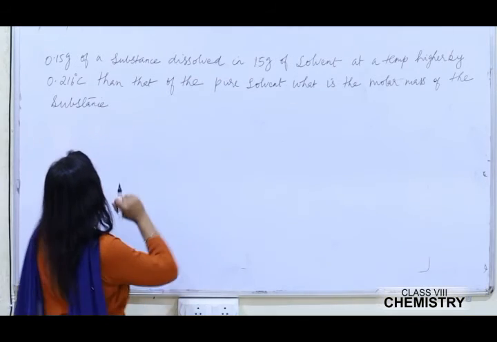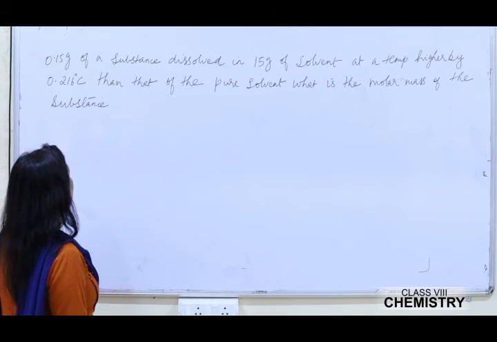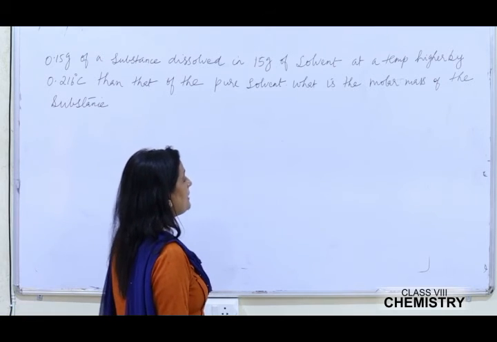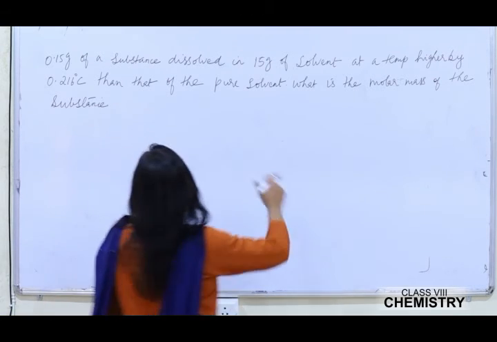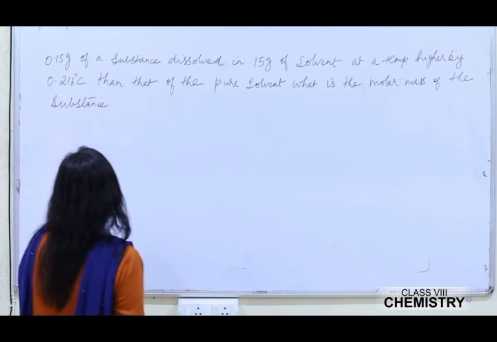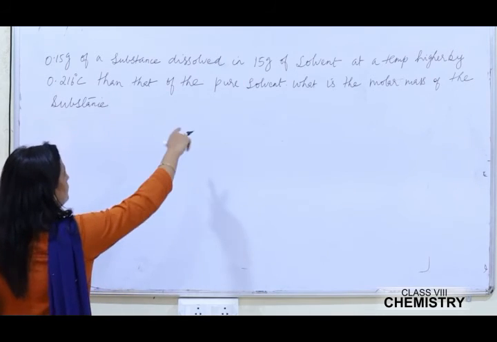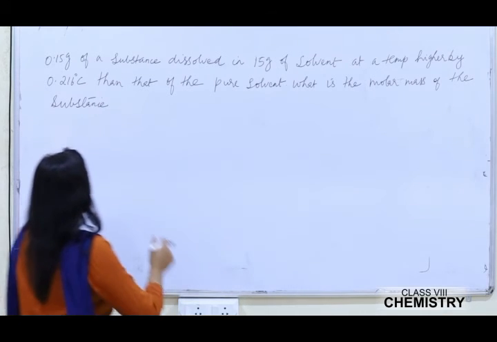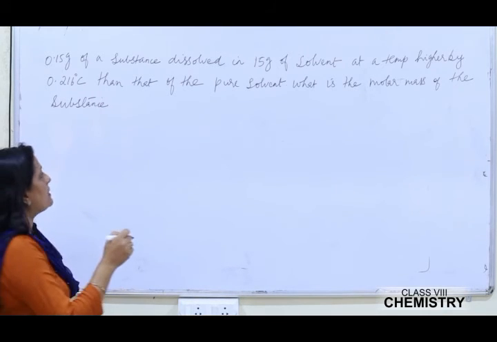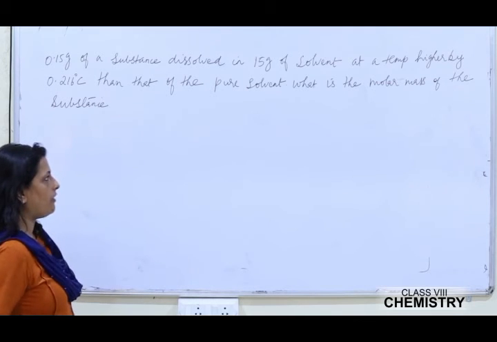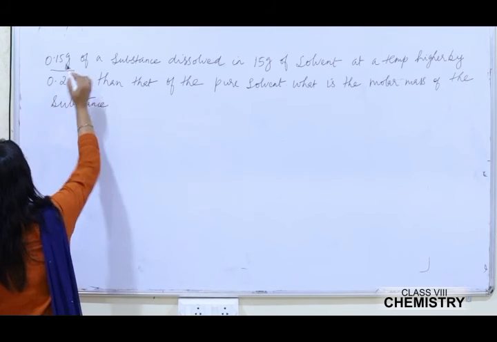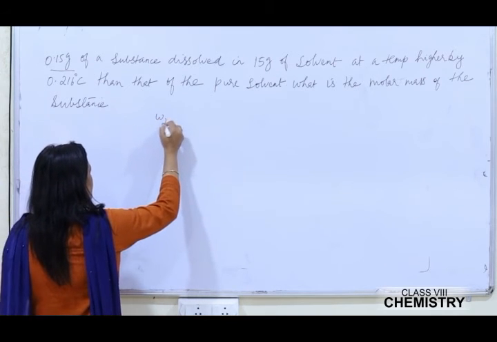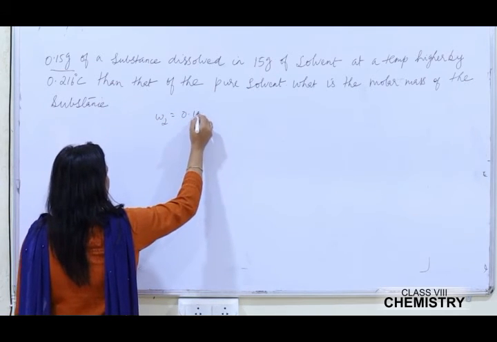Now see this question. 0.15 gram of a substance is dissolved in 15 gram of solvent at a temperature higher by 0.216 degrees C than that of the pure solvent. What is the molar mass of the substance? Now 0.15 gram of a substance is dissolved in 15 gram of solvent. So what is the 0.15 gram? It's the solute. So you can write it as W2 is equal to 0.15 gram.